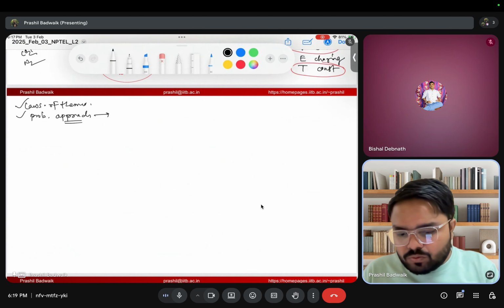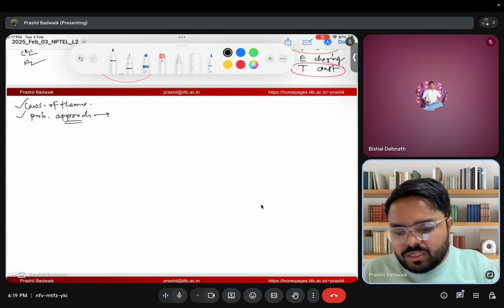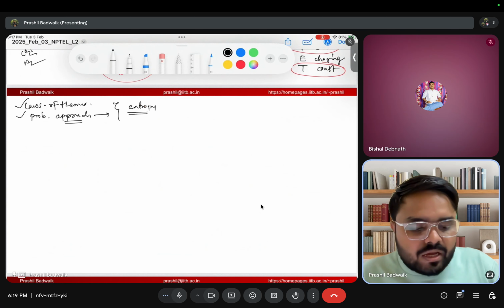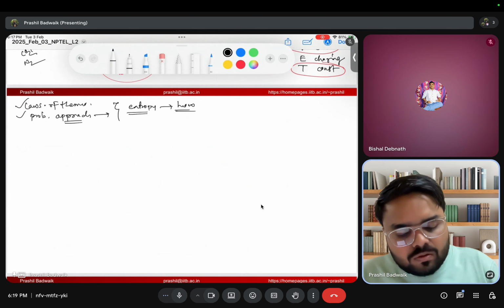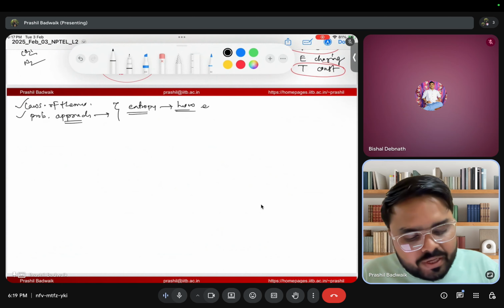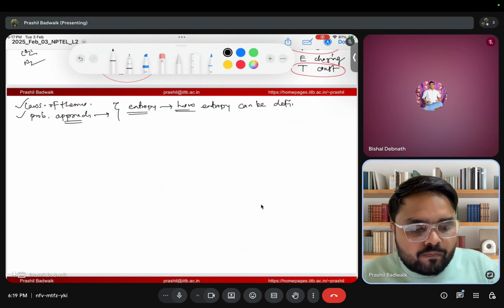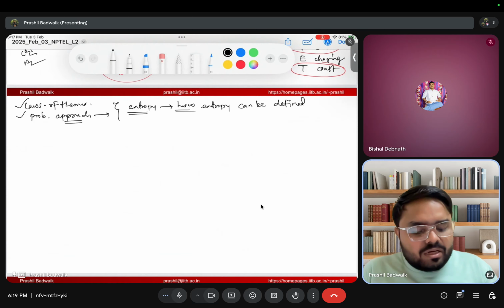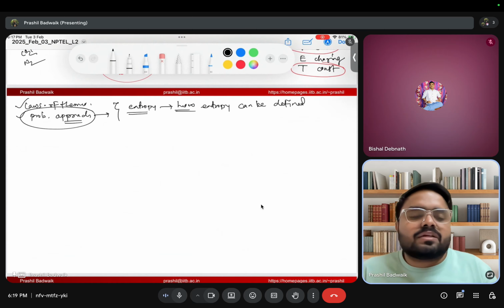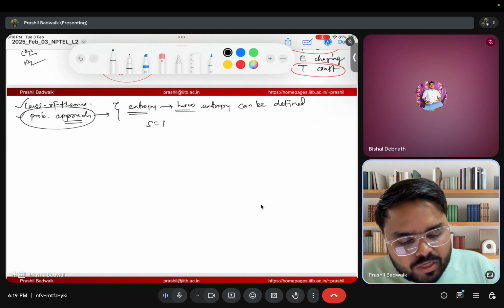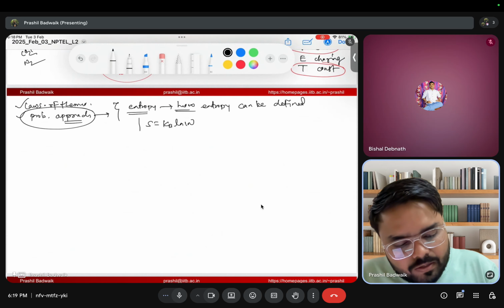Then I just need to look at my notes. Probability was there, and apart from that, yes, we saw what entropy is, and how entropy can be defined completely using probability, right? So S is equal to k_B ln W.